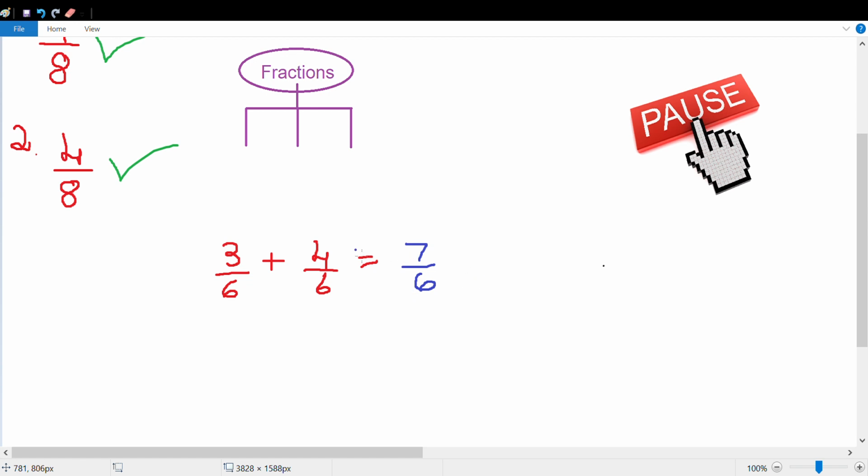Now this is an improper fraction, because the numerator is bigger than the denominator, which is called an improper fraction. Well done if you've got it.